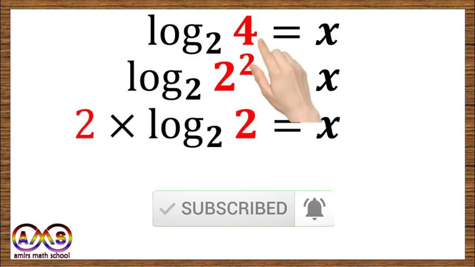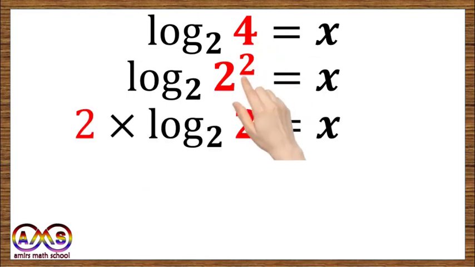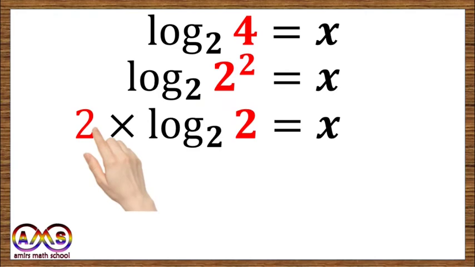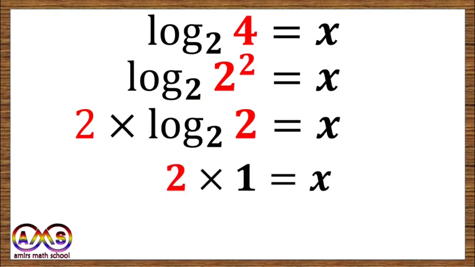Here, for 4, we can write 2 square, and according to the formula, this 2 we can write in multiplication form. That's why 2 into log 2 base 2 is equal to x, that is log 2 base 2 is equal to 1, so 2 into 1 is the value of x, so x equal to 2.